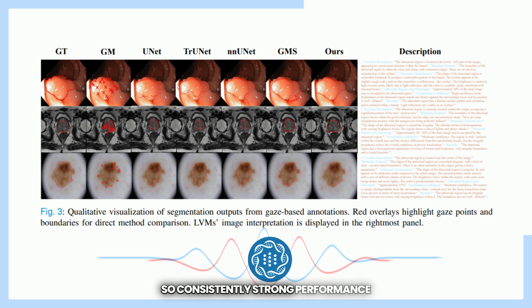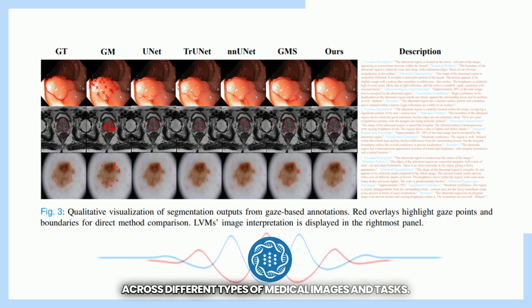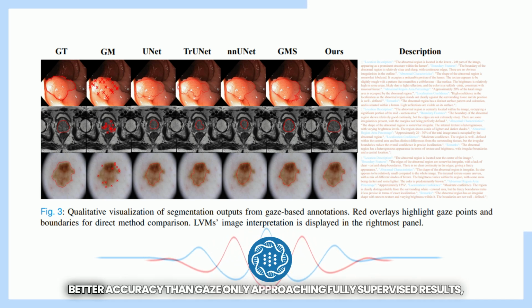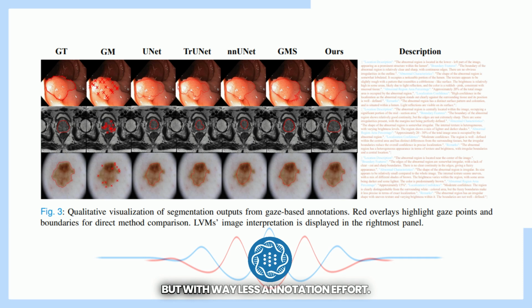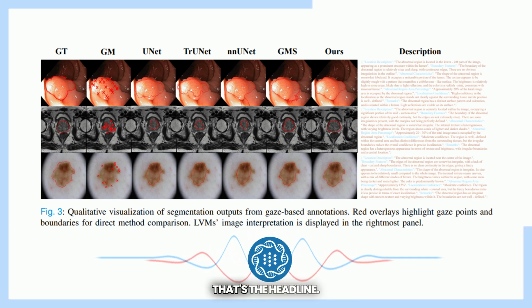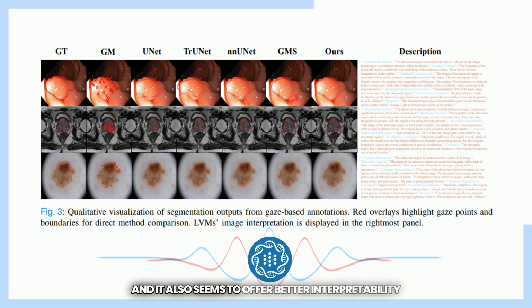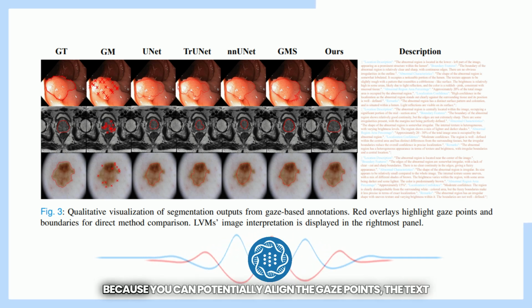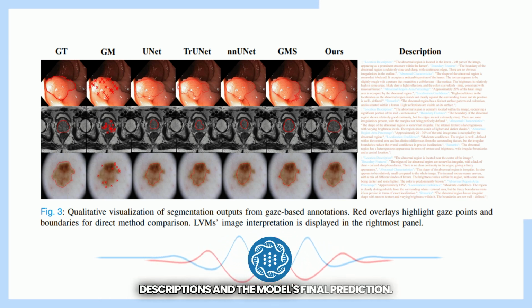So consistently strong performance across different types of medical images and tasks. Better accuracy than gaze only, approaching fully supervised results, but with way less annotation effort. That's the headline, yes. And it also seems to offer better interpretability because you can potentially align the gaze points, the text descriptions, and the model's final prediction.